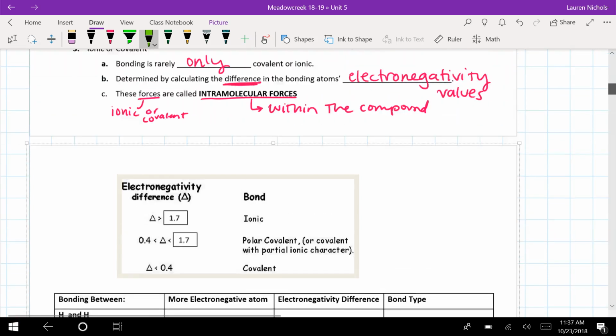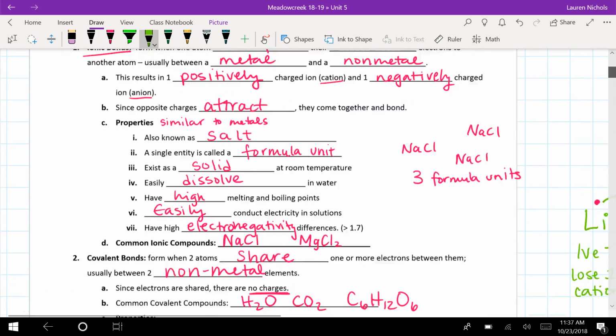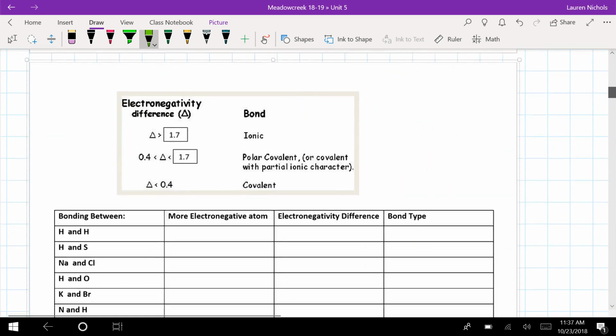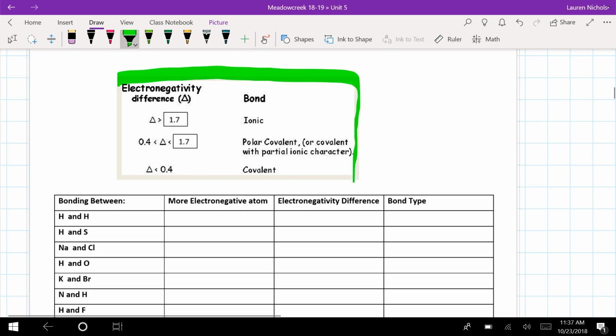Hey guys, so in our last video we talked about ionic versus covalent and some properties of those, and now we're going to go into electronegativity difference, because this calculation is one way that we can determine if something is going to be ionic, polar covalent, or nonpolar covalent. And so first I want to talk about this little table that we have here that I'm highlighting in green.